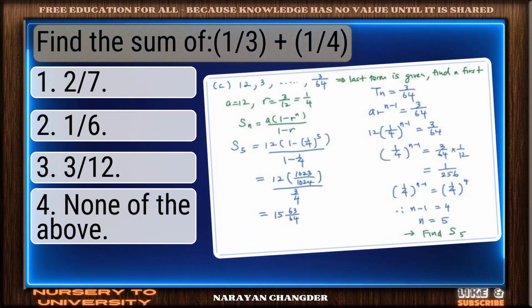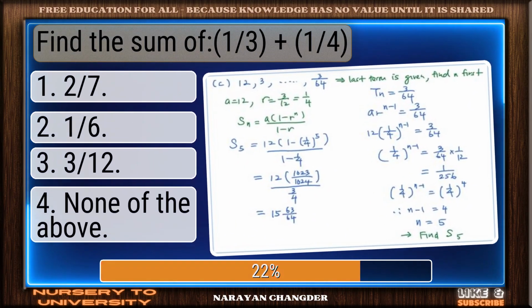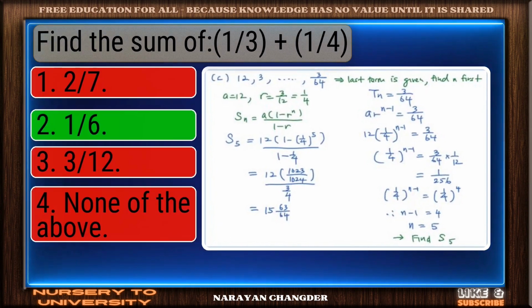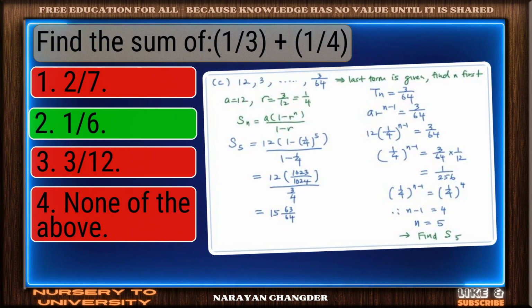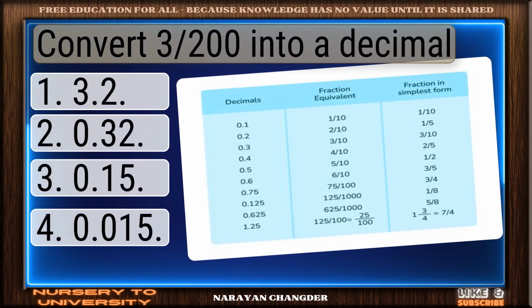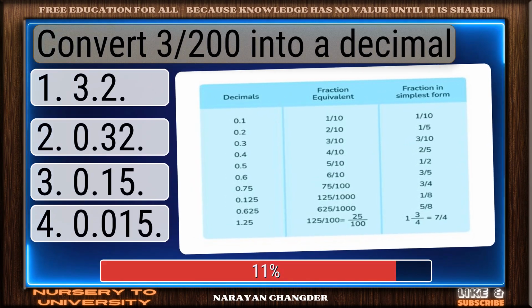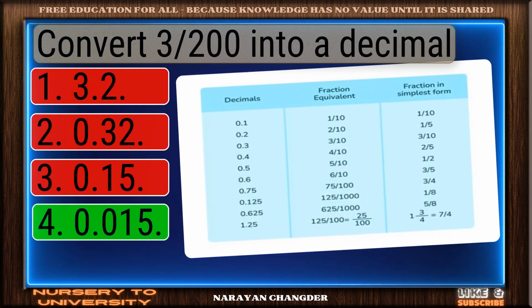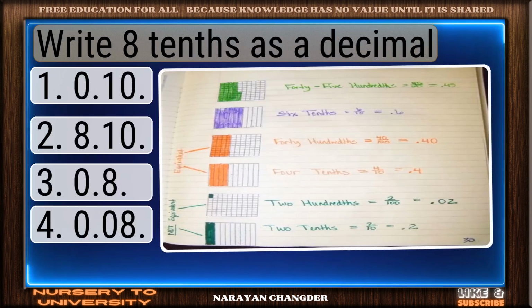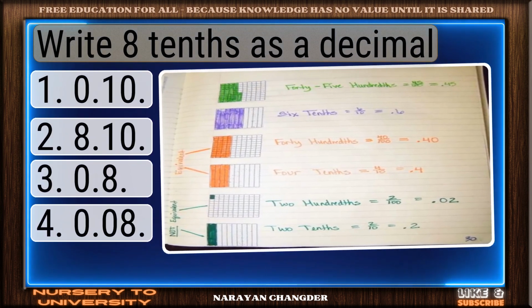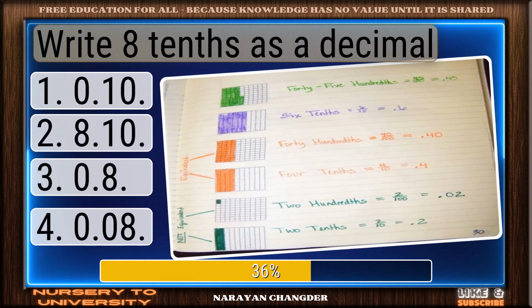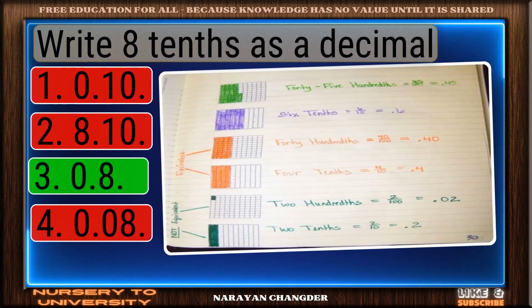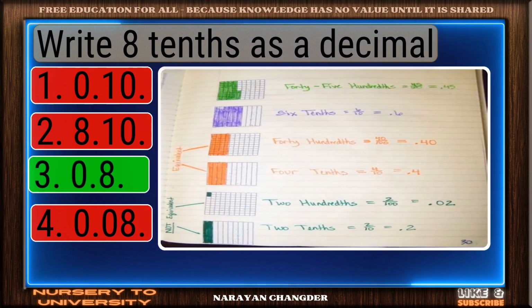Question number 73. Find the sum of plus. On track, 16 is the correct answer. Question number 74. Convert 3200 into a decimal. You got it. Your choice 0.15 is right. Question number 75. Write 8/10 as a decimal. Correct. 0.8 is the right answer.